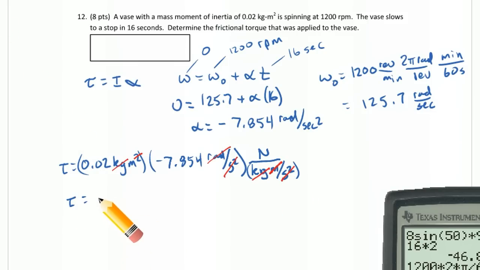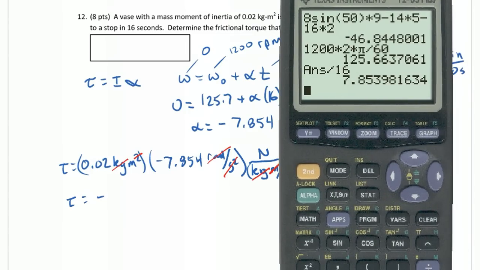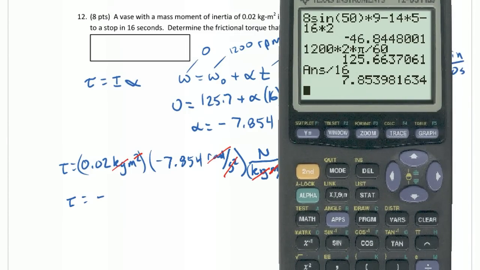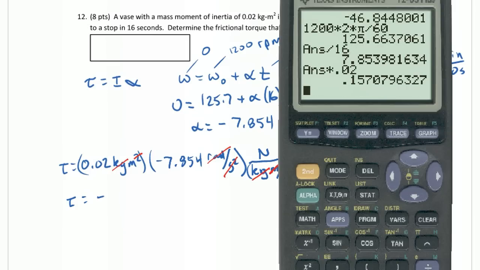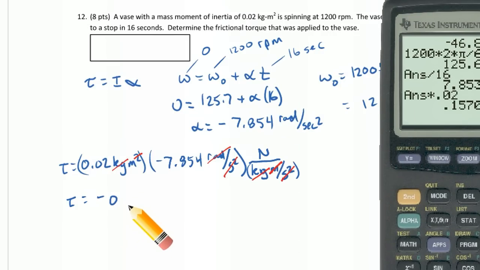So that's going to give us a value of the previous number times our moment of inertia, 0.157. So Newton meters. We weren't specific whether we want a magnitude or some sort of magnitude and direction, so either the positive or negative value here would have been fine.